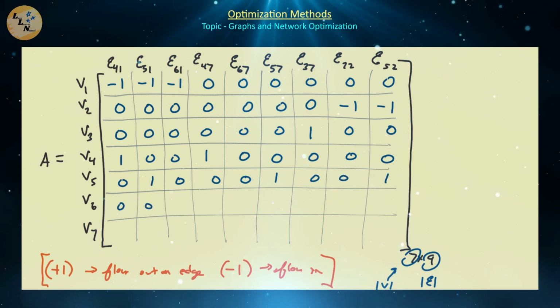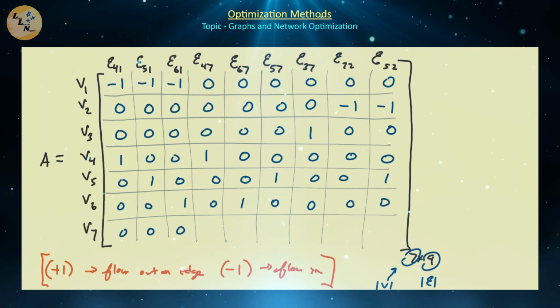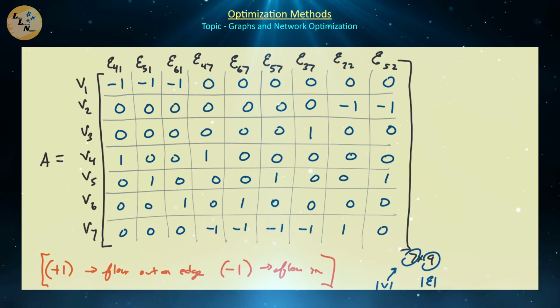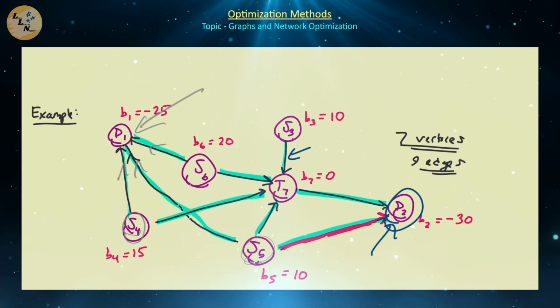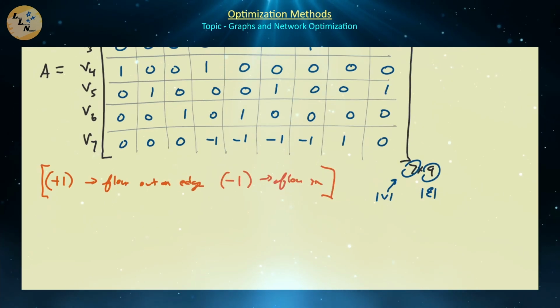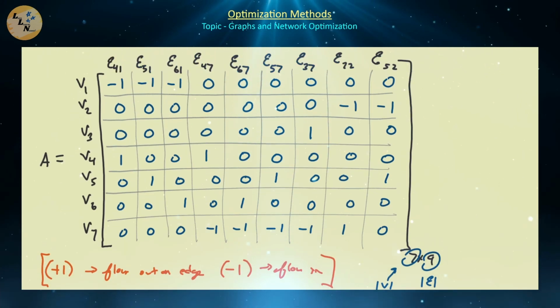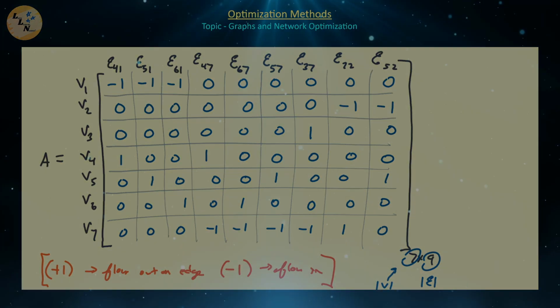And then we have 0, 0, 1, 0, 1, 0, 0, 0, 0, and then lastly 0, 0, 0, -1, -1, -1, -1, 1, and 0. So why is this last row so complicated? Remember vertex 7: we have some flow ins from 3, 6, 4, and 5, and a flow out along 2, right? So 1, 2, 3, 4 flow ins and 1 flow out. So 4 negatives and 1 positive, and that is your coefficient matrix A.